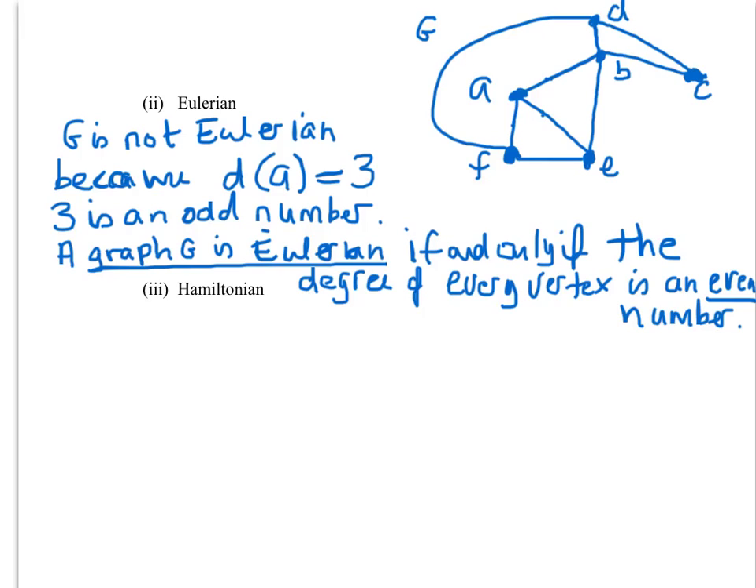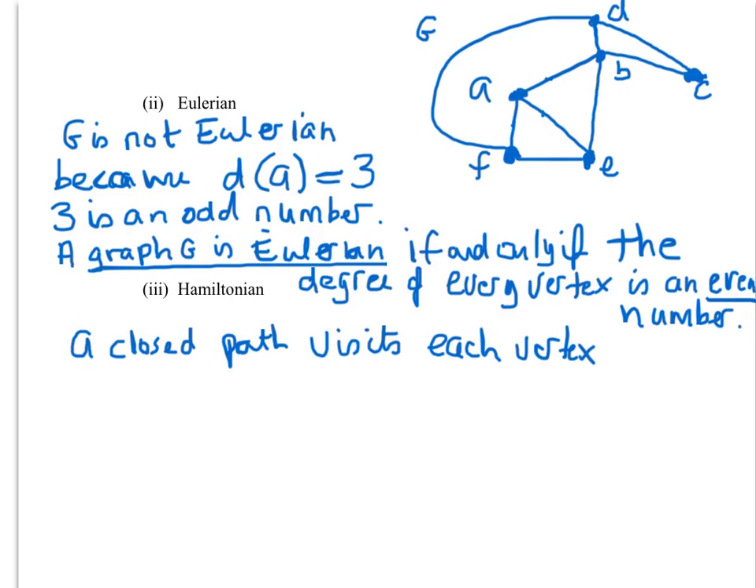Now let's look at part 3. Part 3 says state, again, giving a reason for your answer, if the graph G is Hamiltonian or not. A graph G is Hamiltonian if there exists a closed path which visits each vertex once. So we want to find, is there a closed path that visits each vertex once.